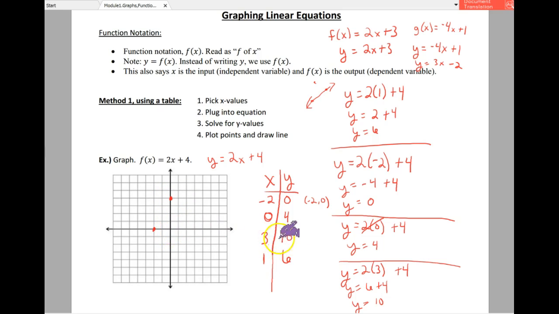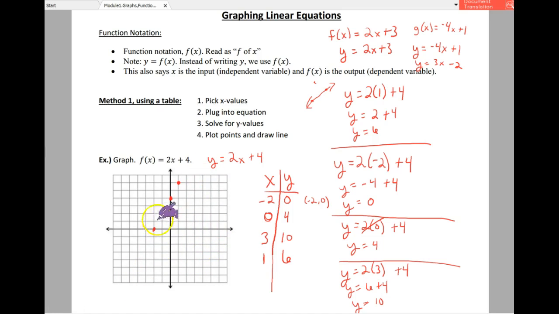I said this point's probably not going to fit on there very well, so I'm going to go ahead and skip that one. I'm going to go on to 1. So starting back at the origin, I'm going to go +1 and then up 6. 1, 2, 3, 4, 5, 6. And if I did this right, it should make a straight line, which that does look like a straight line.